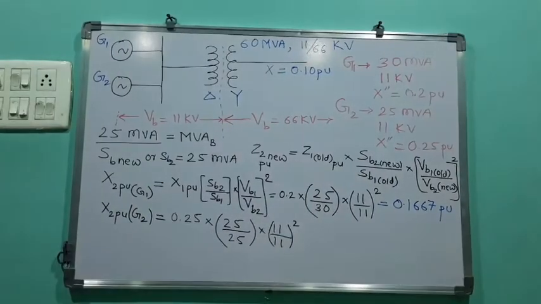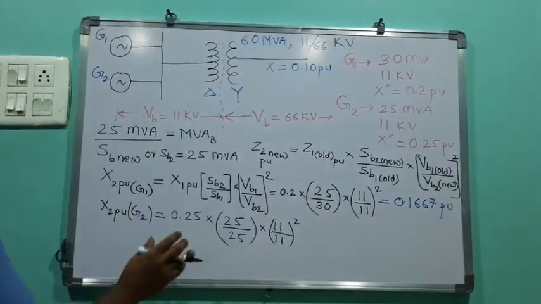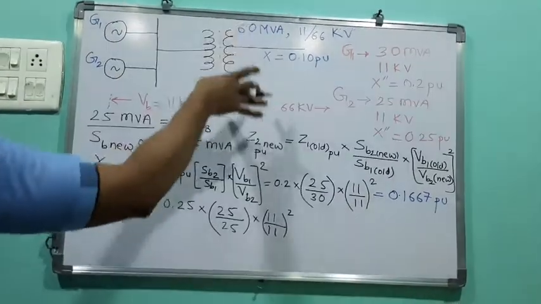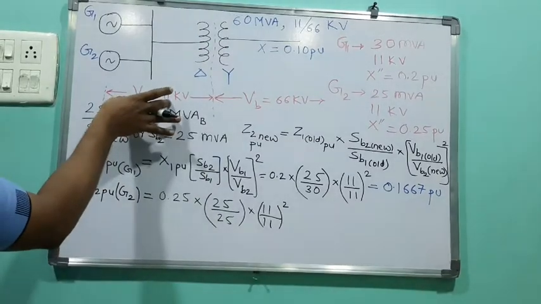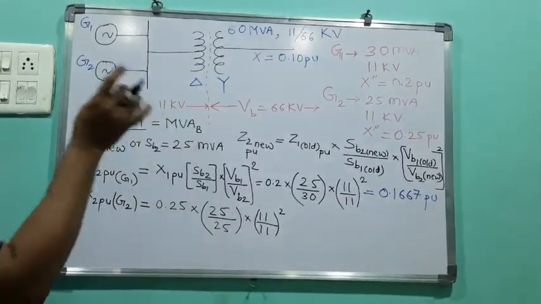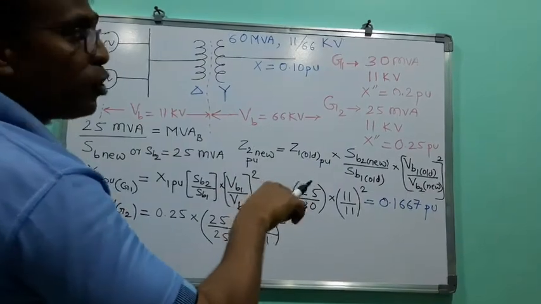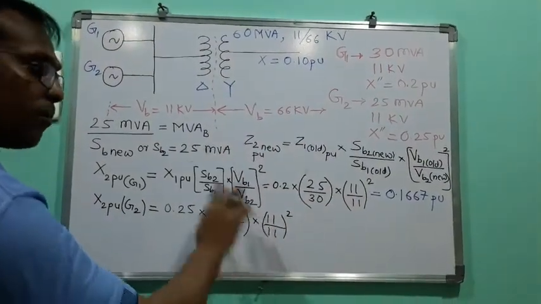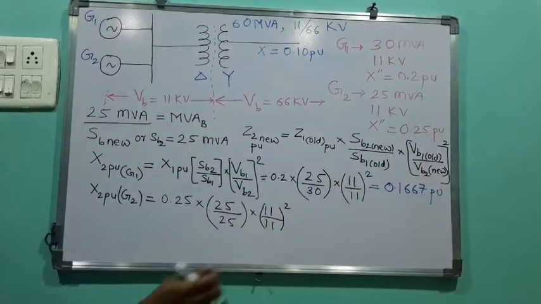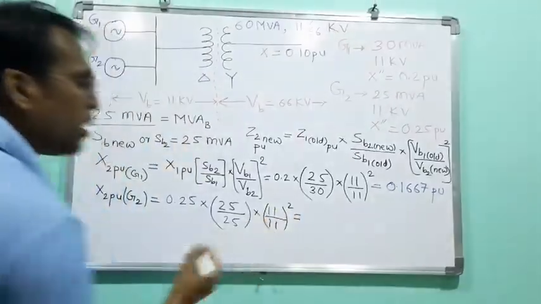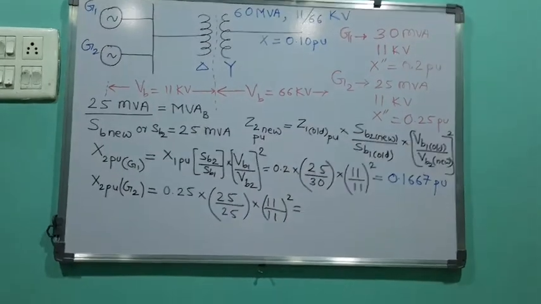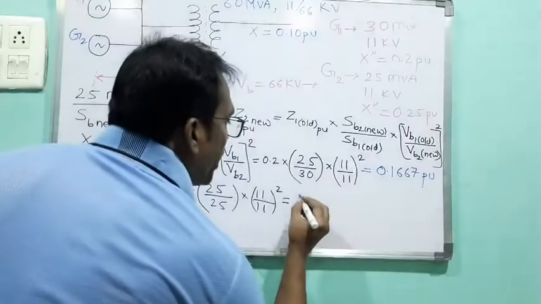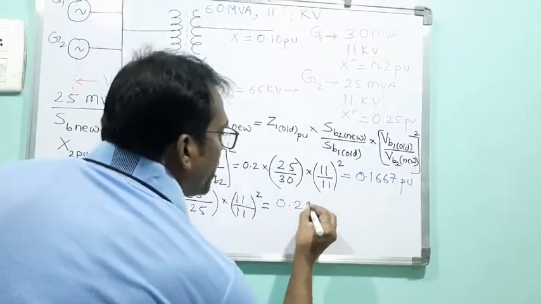Understood what I am saying? Once again I am telling you what we are doing. We are taking one section. In this section, two generators are there, and in this section we are taking the transformer. So we have selected the base of 11 kV, and the given voltage is 11 kV. Here also it is 11 kV. So therefore 11 by 11 in both cases. If you calculate this, the answer is 0.25 per unit.